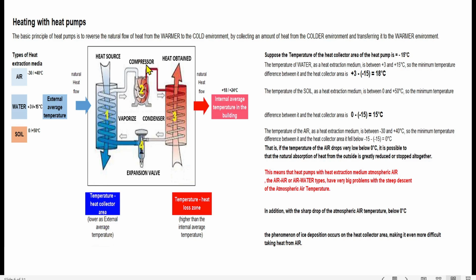Here is what's happening inside the heat pump. After this, the heat obtained on this element, with a temperature in the heat loss zones higher than the internal average temperature, is transferred again through natural heat flow to the internal average temperature in the building. Let's concentrate now on the external zone and the temperature of the heat collector.